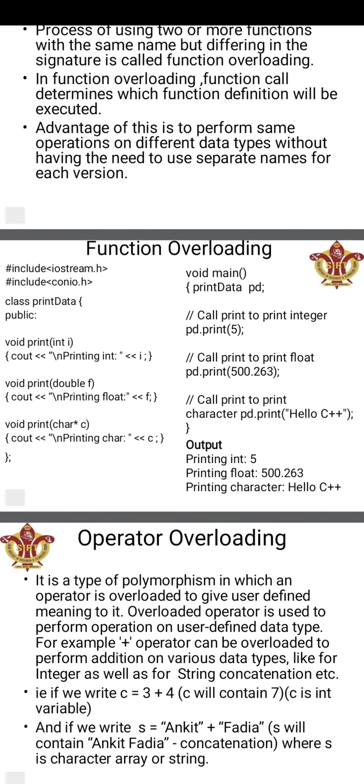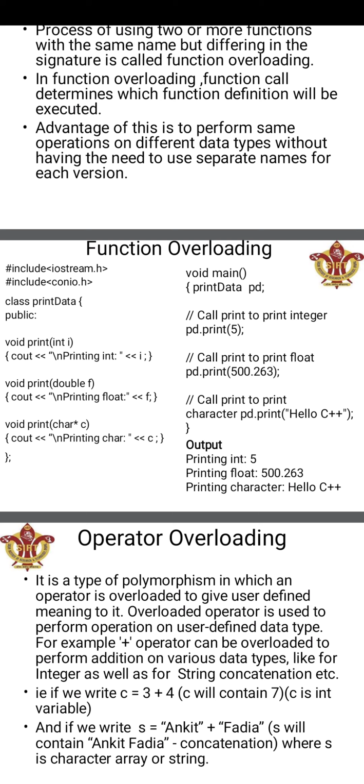So let us now look at one example. Here we have defined one class. Class name is print data. Then we have defined three different functions. All the names of the functions are print. Return type is void in all three. The only difference is in the data type of the argument. All have only one single argument, but the data type is different.